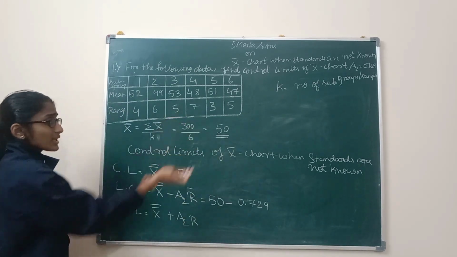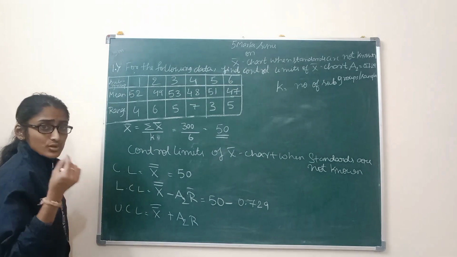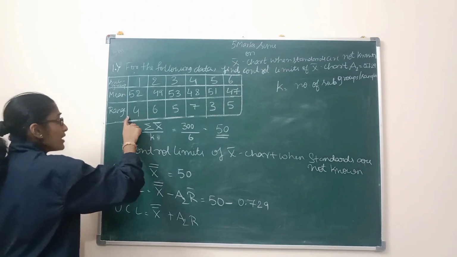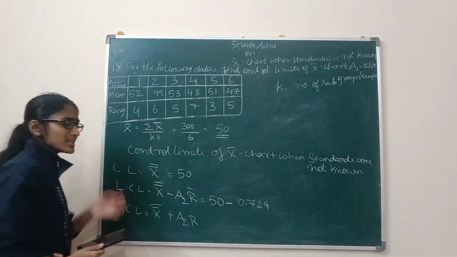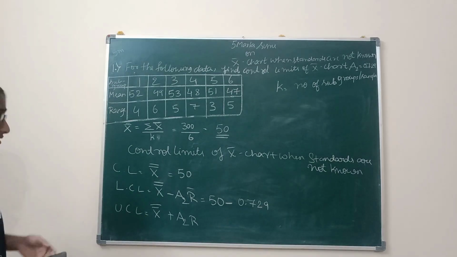Now we are supposed to find out the R bar value. We have not been given the R bar value directly. There is no single R value. They have given many R values, that is, the range. R is nothing but range.